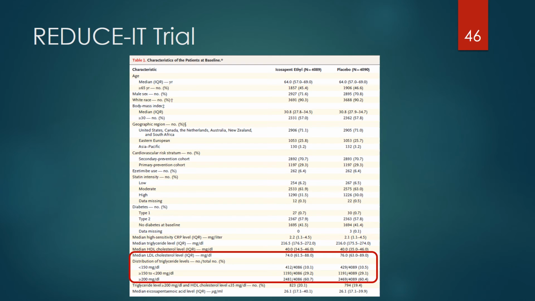So here are the characteristics of the patients, pretty straightforward, pretty similar between all of them. You can see the LDL cholesterol, and here are the triglycerides, how initially there were some patients that had less than 150, and then later they made the changes, and the majority of the patients were over 200 milligrams per deciliter of triglycerides.